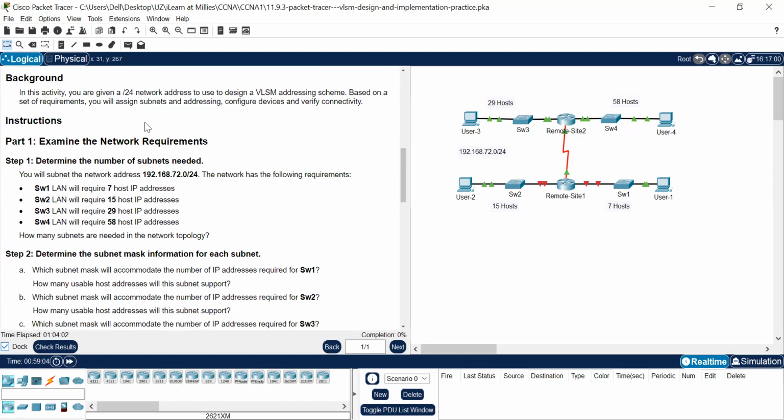So I'll be sharing my whiteboard. I think it's much easier to use the whiteboard in this case. Okay, so I'll be using the whiteboard to analyze the network requirements and go into the subnetting. Let me move this here.